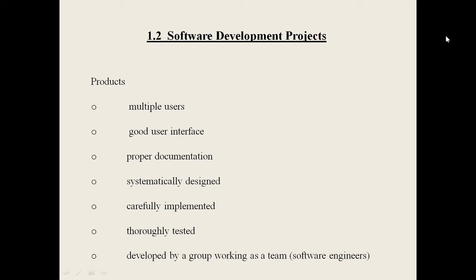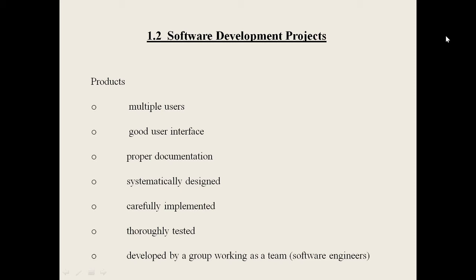So the products are used by multiple users, so they may be generic or even they may be developed for a single business organization. In any way, it should contain a good user interface, and it should contain proper documentation. And software products are systematically designed, but programs are not that systematically designed. Softwares are systematically designed, they are well planned. The development process is always a well planned one. They are systematically designed and carefully implemented.